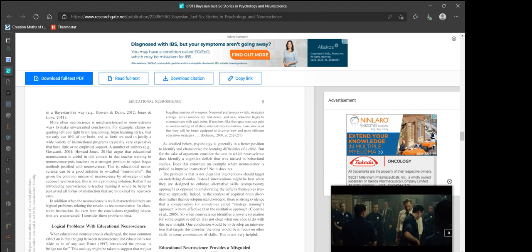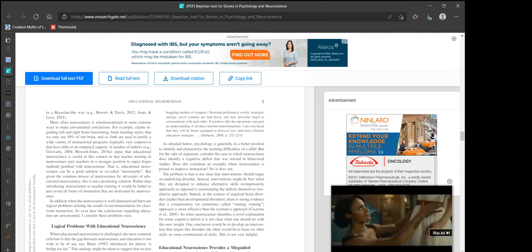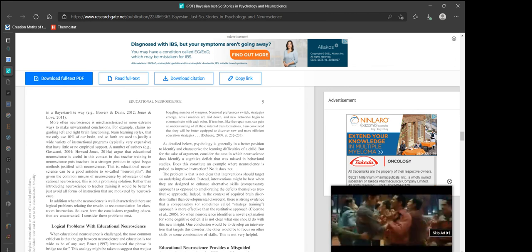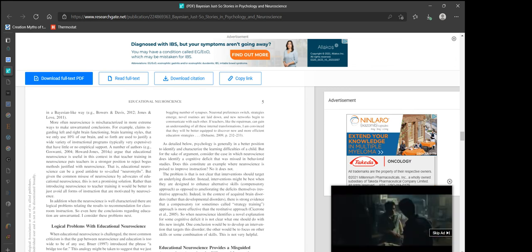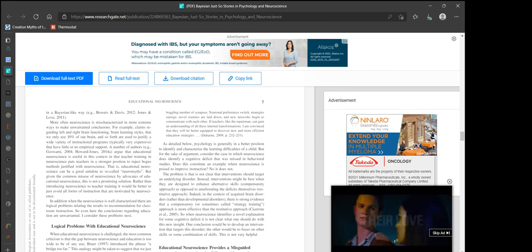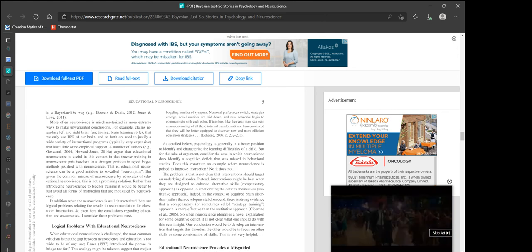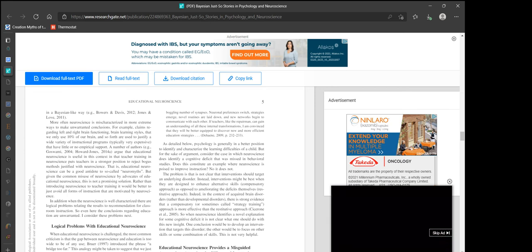A number of authors argue that educational neuroscience is useful in this context, in that teacher training in neuroscience puts teachers in a stronger position to reject bogus methods justified with neuroscience. That is, educational neuroscience can be a good antidote to so-called neuromyths. But given the common misuse of neuroscience by advocates of educational neuroscience, this is not a promising solution.